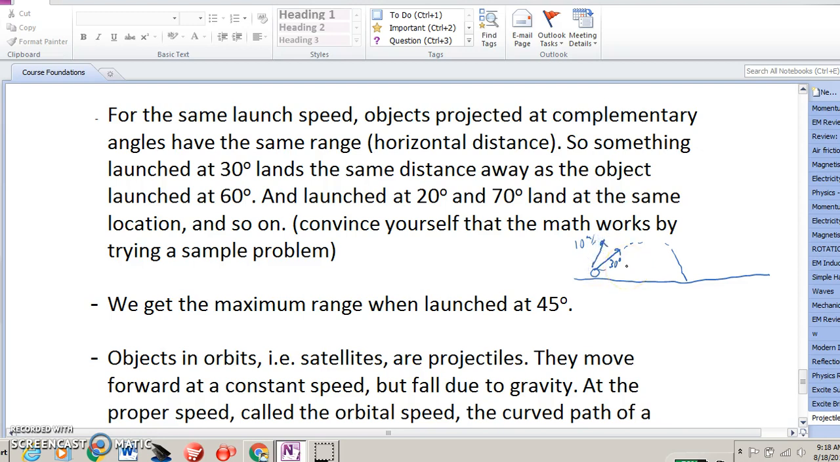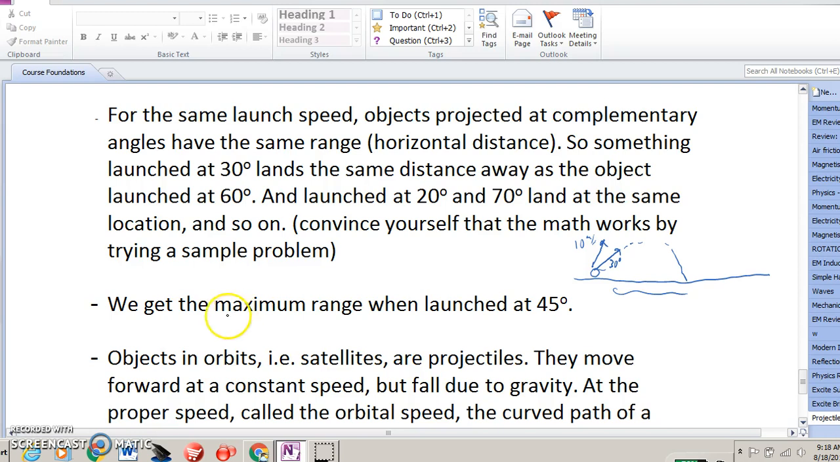Okay. And you could do it instead of 60 and 30, you could do it at 20 degrees and 70 degrees. As long as you launch it at the same speed, at complementary angles, you have the same range. Okay, they go the same distance and would land at the same spot. That's kind of a nice little bit of trivia.